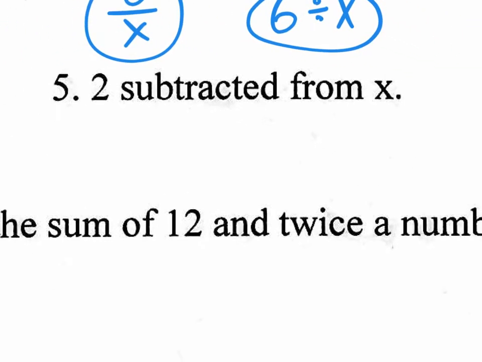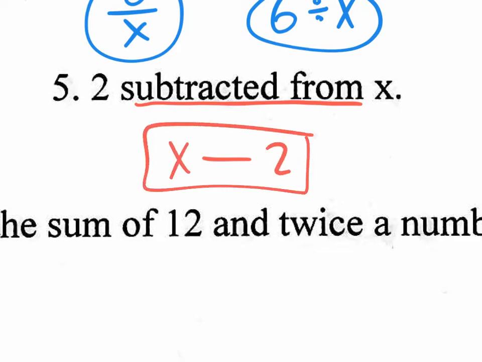Okay, now 2 subtracted from x. That's right, there's a switch, right? Above on your notes, subtracted from implies a switch in order. So we know we're subtracting, but this x is going to go over here, and this 2 is going to go over here. Once again, there's a switch in order. So x right here, 2 right there. X minus 2 is a correct algebraic expression.